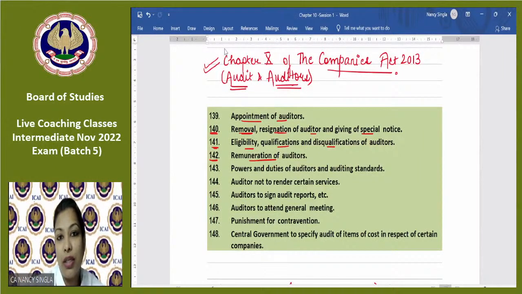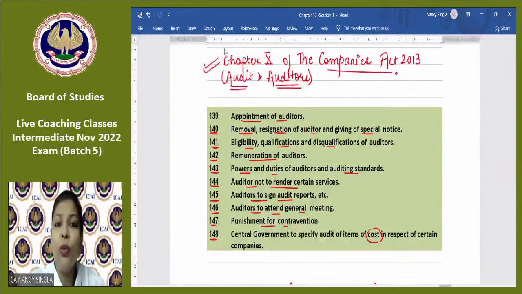142 related to remuneration of auditors. 143 containing the powers and duties of auditor and about auditing standards. 144, the auditor is prohibited from rendering certain services. What are those services is contained in section 144. Section 145 is auditor's duty to sign audit report. 146 deals with auditor's duty and right to attend the general meeting. Section 147 with respect to punishment for contravention. 148 related to cost records and cost audit, right?